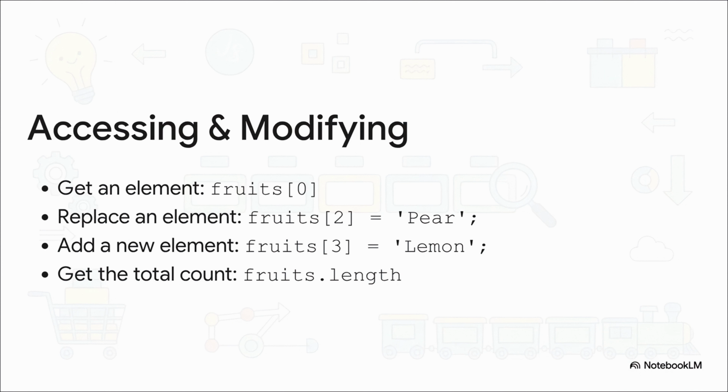All right, so once you've got your array, how do you get things out? It's all about the index. And remember, the big rule in programming is that we start counting from 0, not 1. So fruits[0] isn't the 0th item, it's the first item, apple. You can also use that same bracket notation to swap something out, like changing plum to pear, or even add a completely new item at the end. And that .length property, super useful. It tells you exactly how many things are in your array at any time.